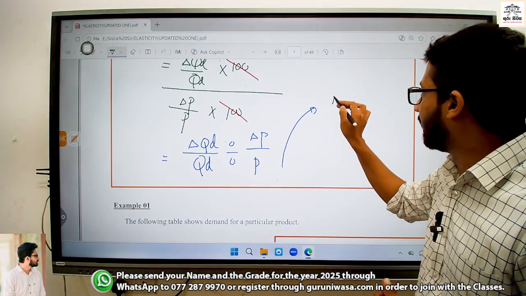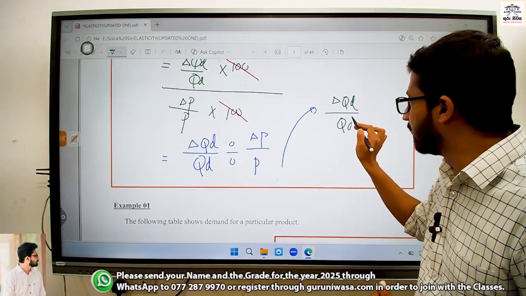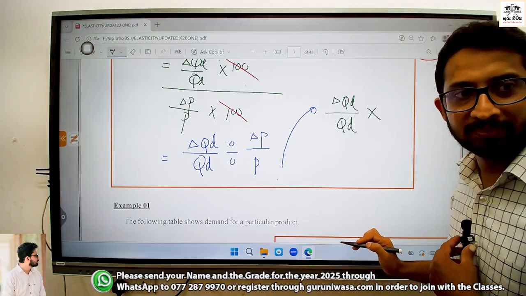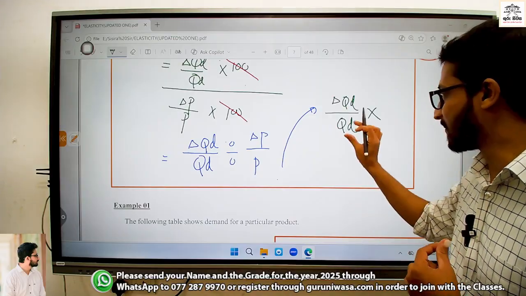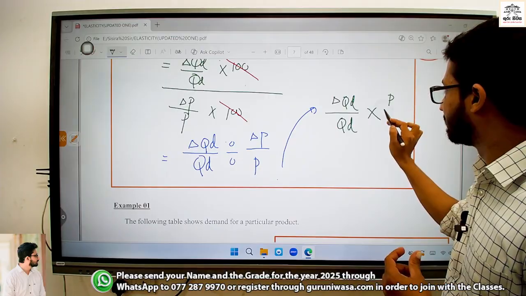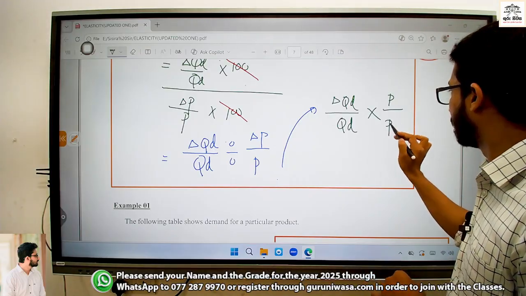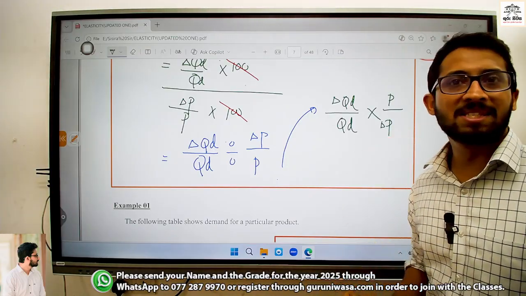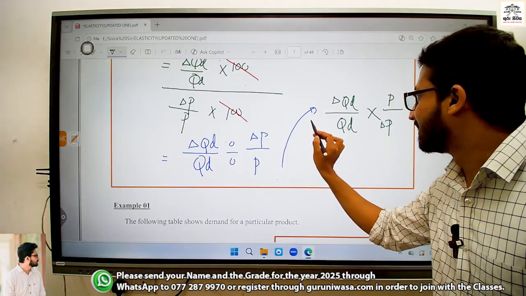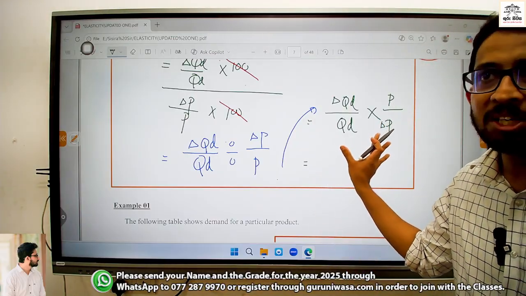Delta QD divided by QD, to the reciprocal of this, it means P over delta P. You get the point? This is the equation. Clear? Actually, this is the final equation.